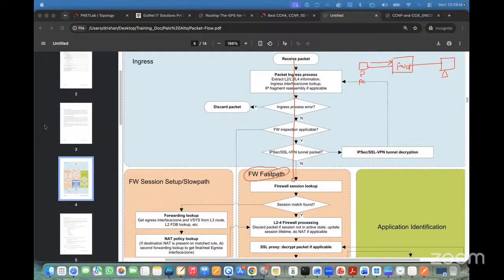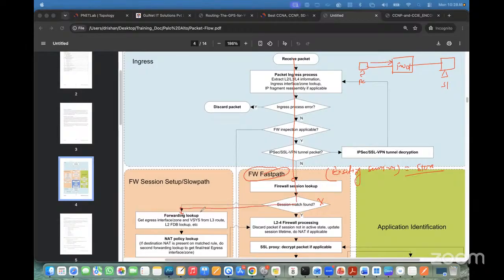The fast path is the path where all existing sessions are stored. Any existing session means, the very first time you communicate with the firewall, the firewall doesn't have any session. So the very first time you access any kind of connectivity to the server, there is no session, so your session will not be found in the fast path. It will go from the fast path to the slow path.